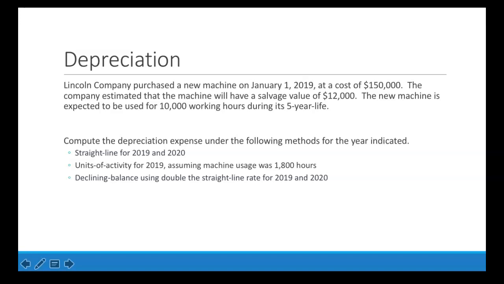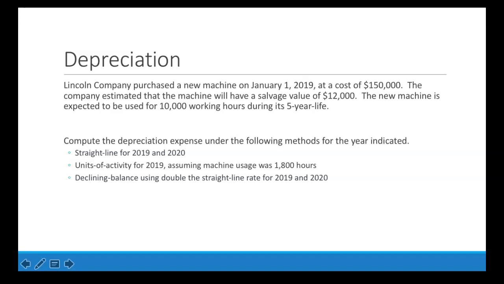We have this example problem here that says Lincoln Company purchased a new machine on January 1st, 2019 at a cost of $150,000. The company estimated that the machine will have a salvage value of $12,000, and the new machine is expected to be used for 10,000 working hours during its 5-year life. When we have information in a paragraph like this, the best thing to do is break it out into the key points.